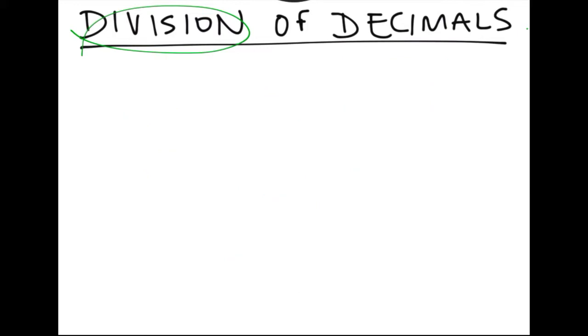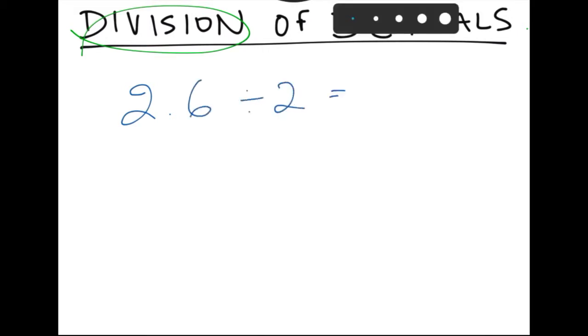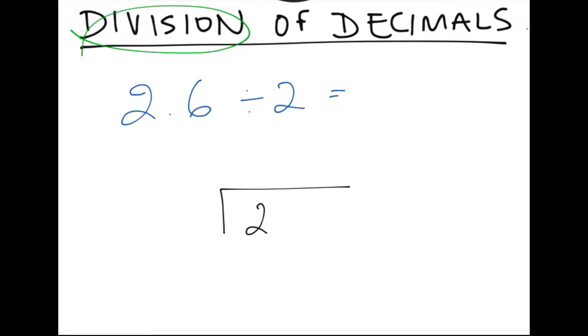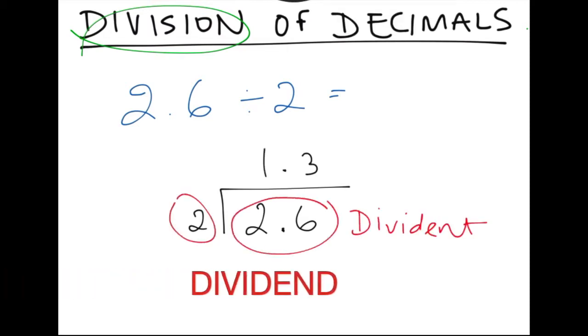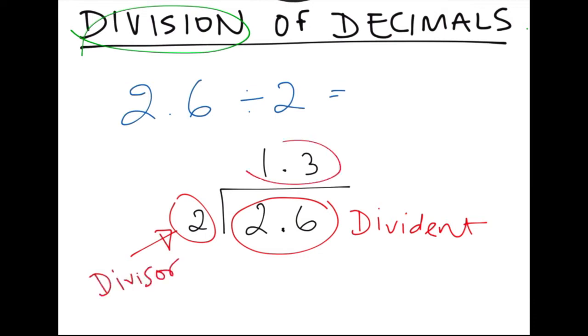Whenever you use the long division format, let's say 2.6 divided by 2, the long division format looks like this. You have 2.6 on the inside and then 2 on the outside. And the answer will be on the top, which is supposed to be 1.3. This is the dividend. The number on the outside is the divisor, and the answer is the quotient.